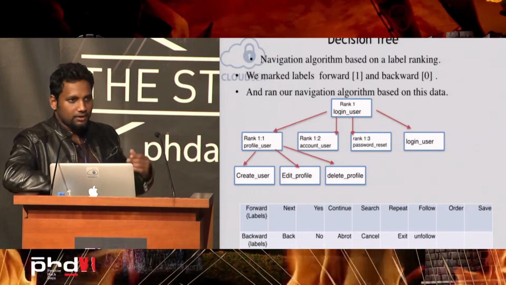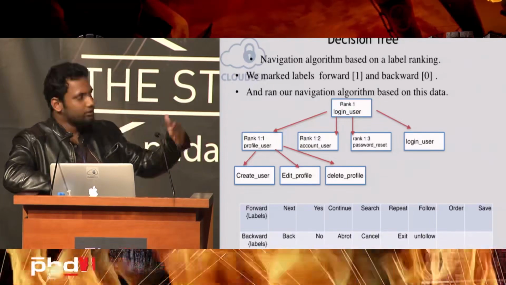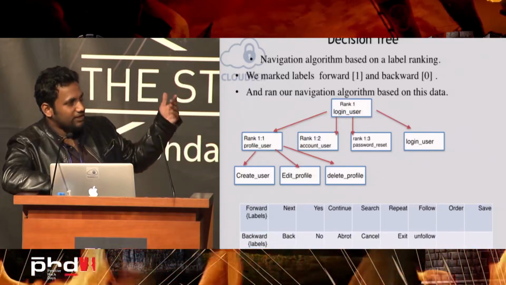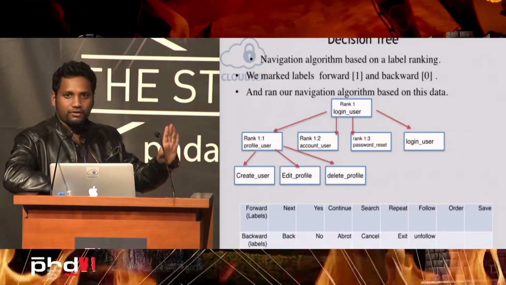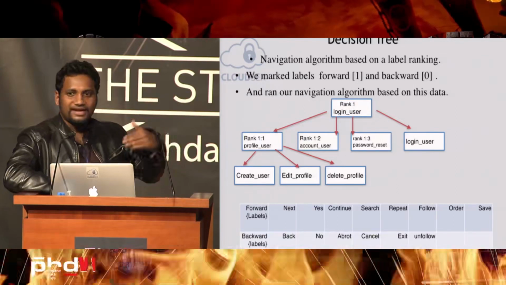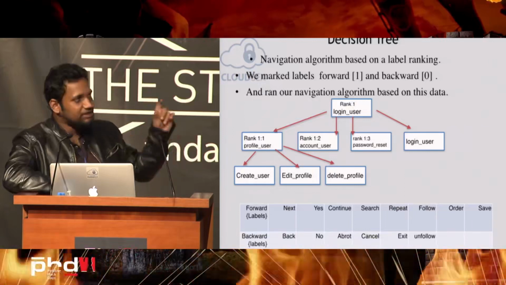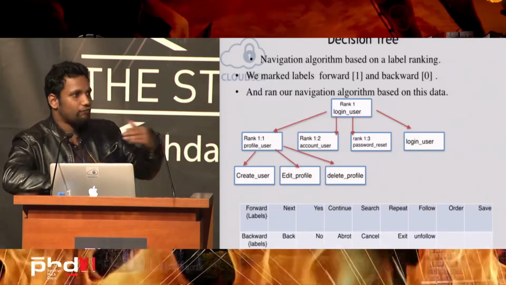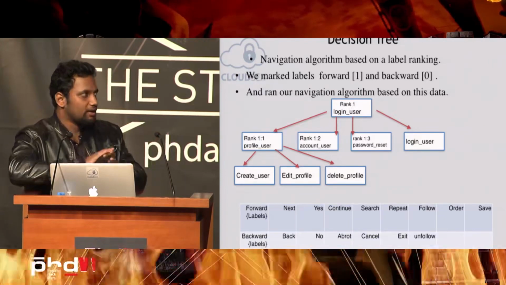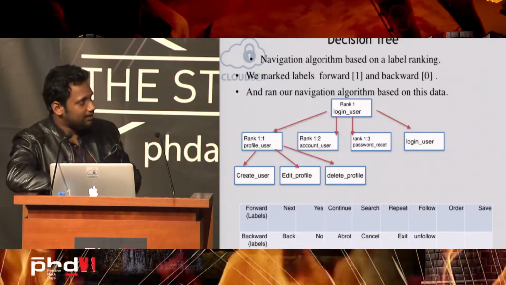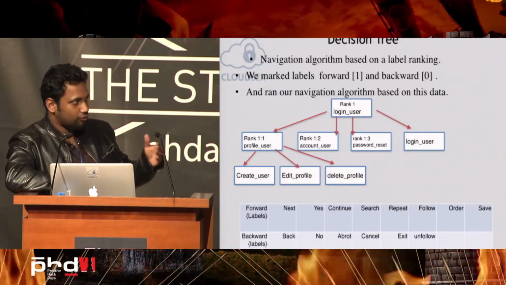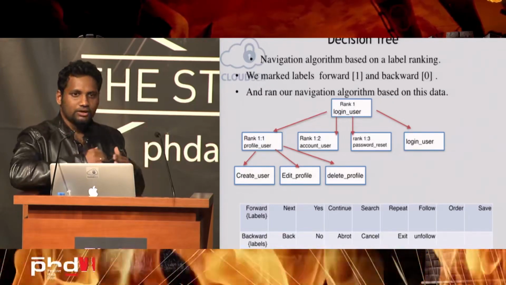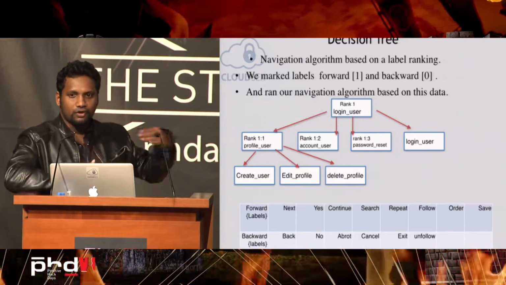Also, we did one more thing. If an application has to proceed forward, these are the labels which we identified: next, yes, continue, search, repeat, follow, order, save. If you want to perform an action forward, or go to the next step or the next web page in an application, these are the common labels encountered, and these were the labels used to go forward. So we created a category called forward labels, and then a category called backward labels: back, no, abort, etc. Whenever any of these is encountered, if the application is supposed to move forward, it would choose one of the forward options.